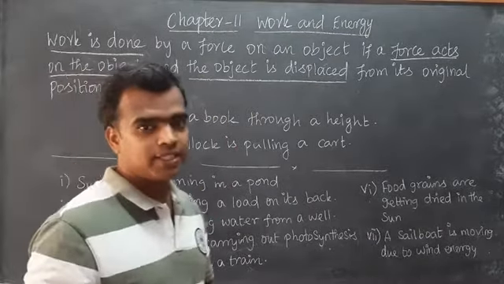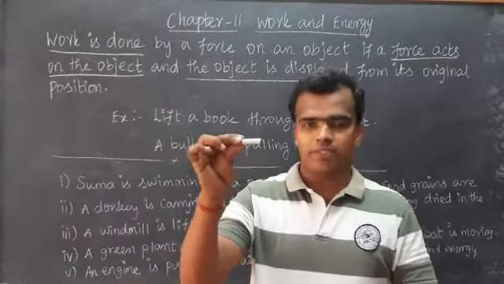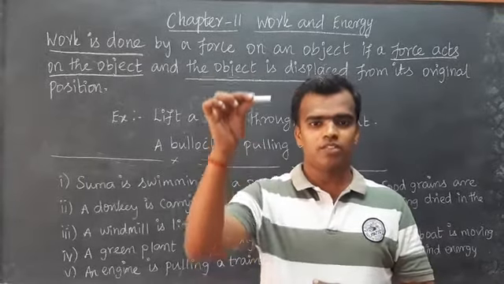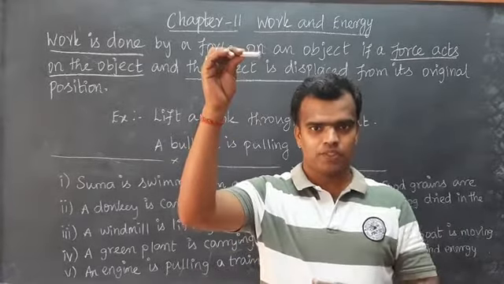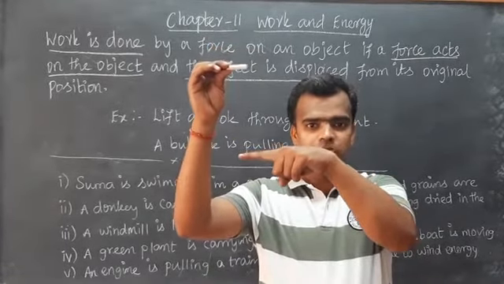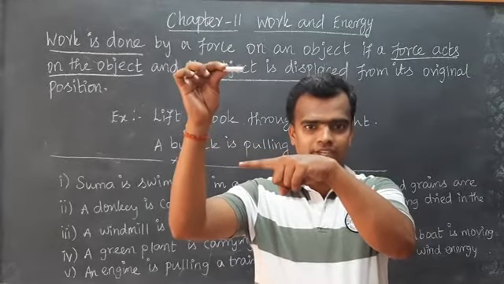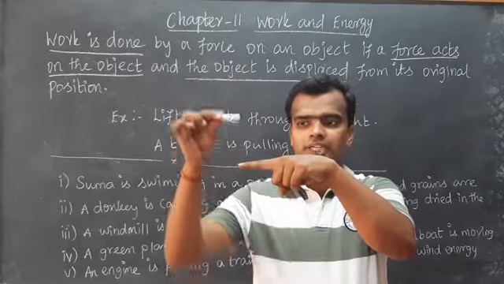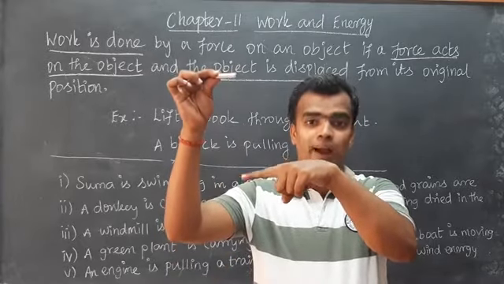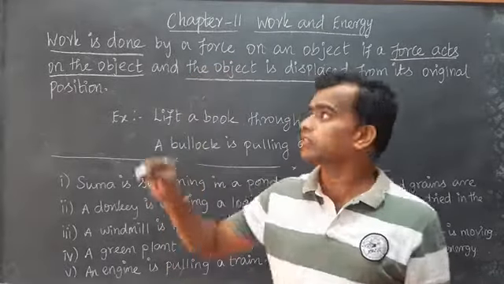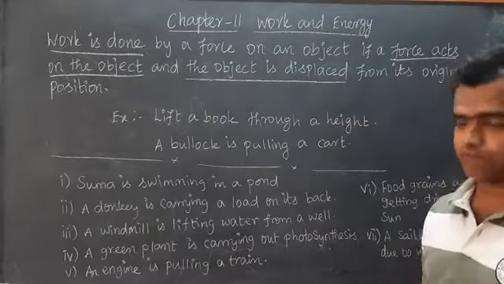That's why I said initially the chalk piece is here. I am applying a force and lifting it through some height. So the original position is here, and the final position is located here. The object gets displaced due to the applied force. I am applying some force to lift this chalk piece, so this is a very good example of work.